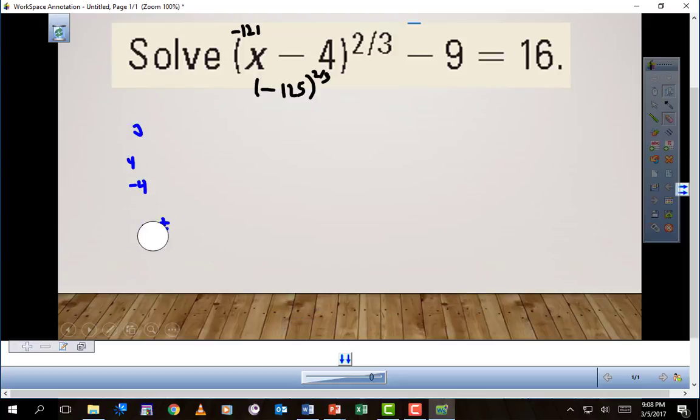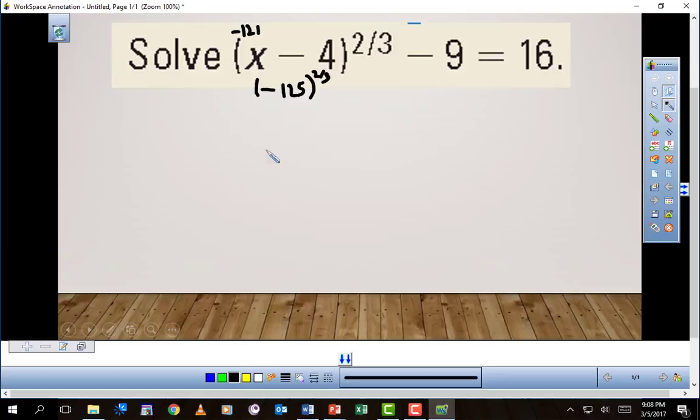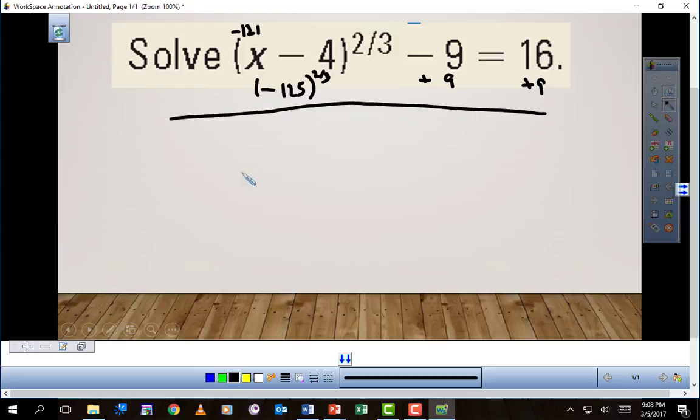Okay, so let's see what happens here. If we were to put the 121, we'd have to the 2/3 power, we'd add 9 over here, right? We'd add 9 over here. And so we'd have negative 125. And we'd have 2/3 power is equal to 25.